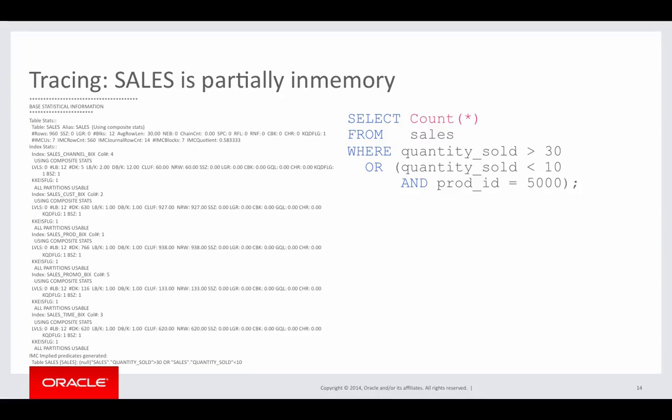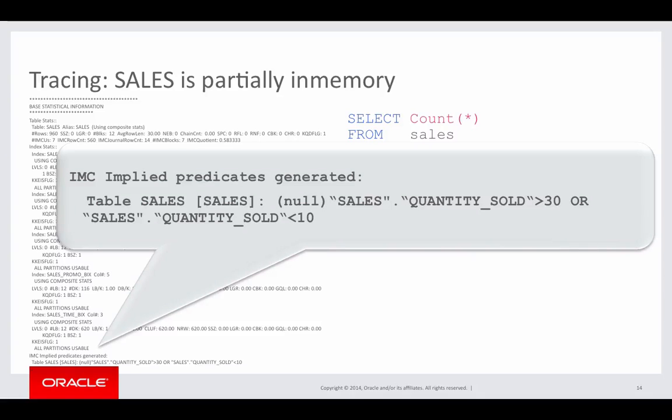So if we go back to our query against the sales table, where we had predicates that said where the quantity sold is greater than 30 or the quantity sold is less than 10 and the product ID is 5,000, let's take a look at the implied predicates the optimizer came up with for that in the 10053 trace.